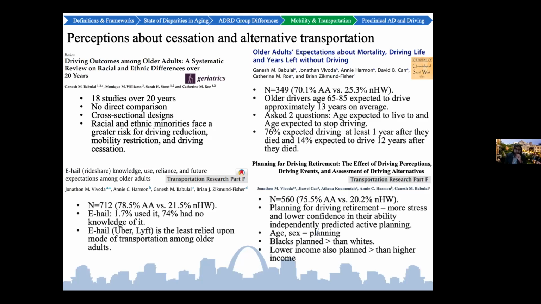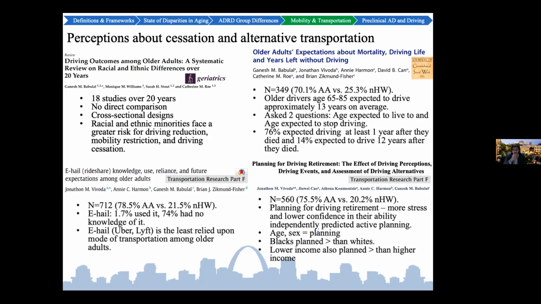So we then pivoted to examine a number of outcomes that really looked at planning for driving cessation and alternative transportation in older adults. The sample that we pulled from were from 2 registries. The first was the Claude D. Pepper Older American Independence Center in Michigan, and then the Healthier Black Elders Center in Michigan.